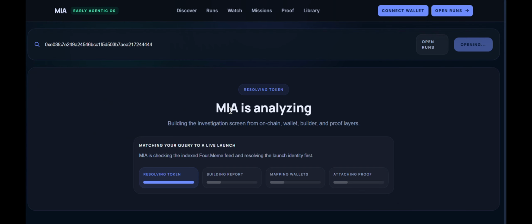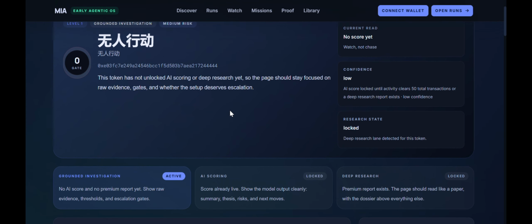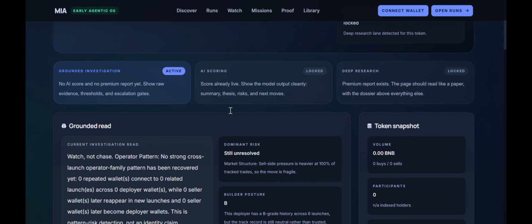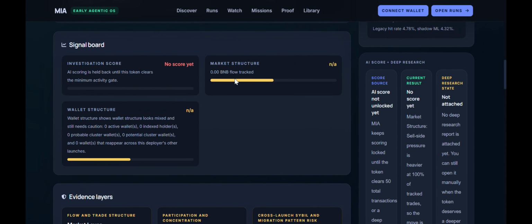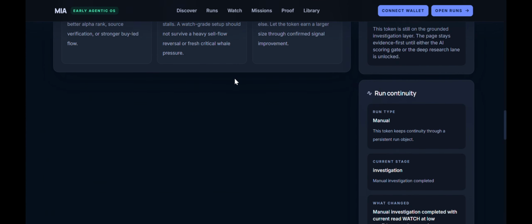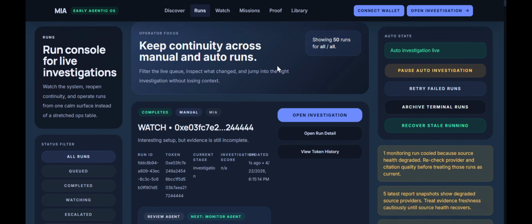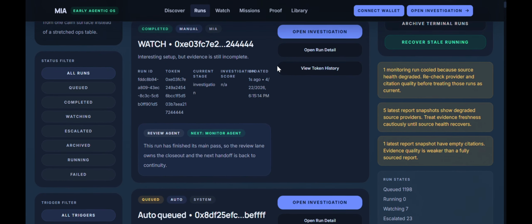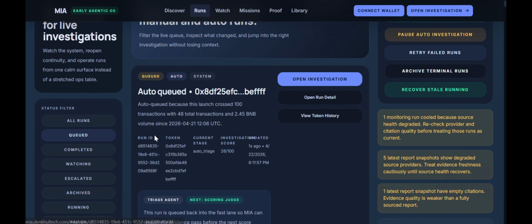The first step is grounded analysis. MIA produces an AI read based on actual on-chain evidence, including transaction activity, deployer history, wallet structure, and contract-level facts. This is important because the goal is not to generate generic AI commentary or surface-level opinions. The goal is to create a structured score that is connected to real evidence and can be inspected, challenged, and updated as new signals appear.